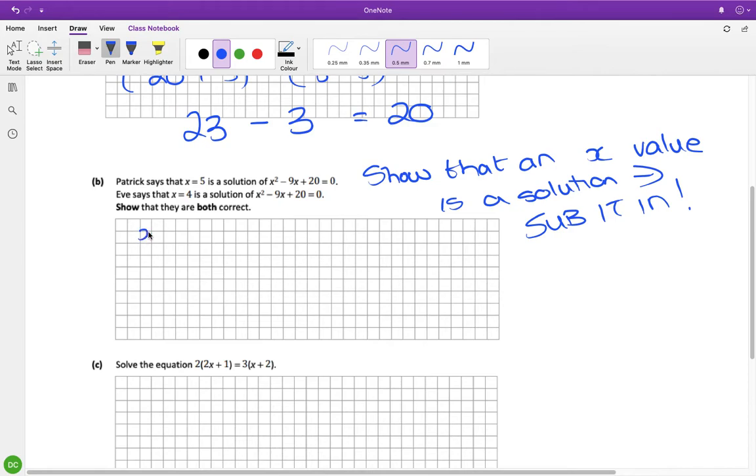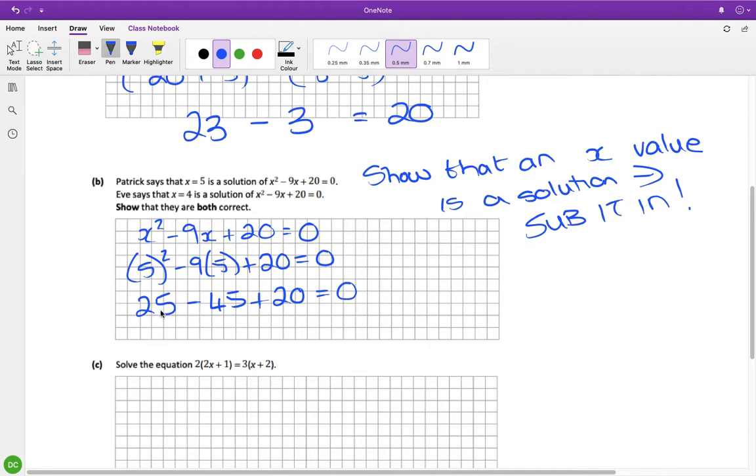Alright, so I have x squared minus 9x plus 20 equals 0, and I'm going to check Patrick's solution. So 5 squared minus 9 bracket 5 plus 20 equals 0. That's 25. 5 9s are 45, and then plus 20 equals 0. So 25 minus 45 is minus 20, plus 20 equals 0, and that's definitely true.